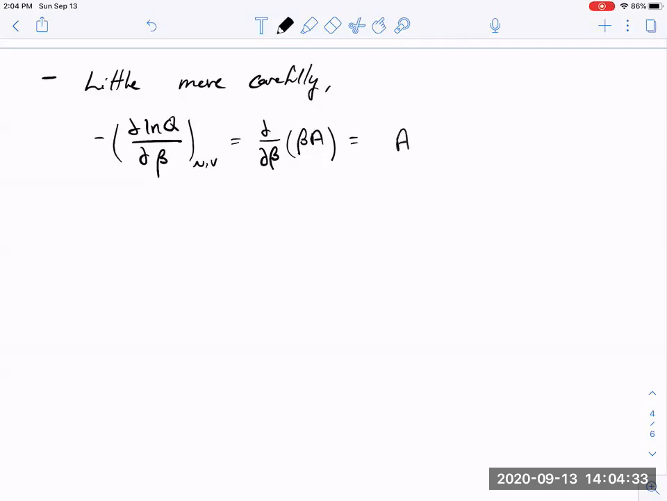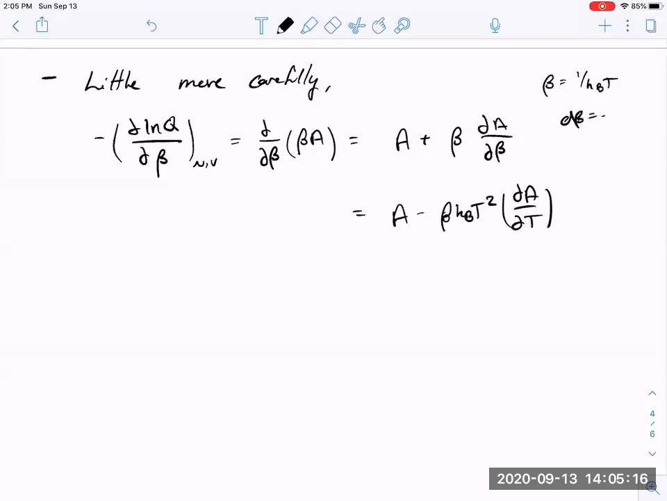That should give us, by the chain rule, A plus beta and how A changes with beta. That's A, if I change variables from beta to temperature, that's the same thing as saying beta kBT squared dA dT, because beta is 1 over kBT, so d beta is minus 1 over kBT squared dT. dA dT thermodynamically is what we would expect to yield minus S. Again, at fixed volume and number of particles.